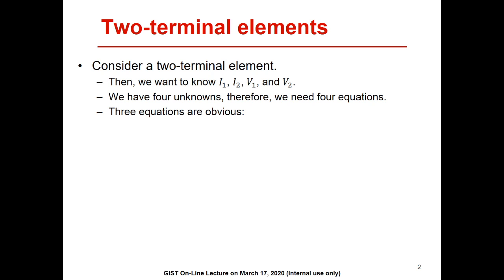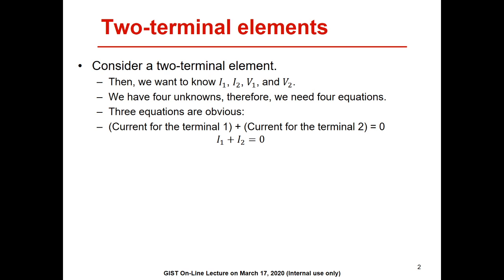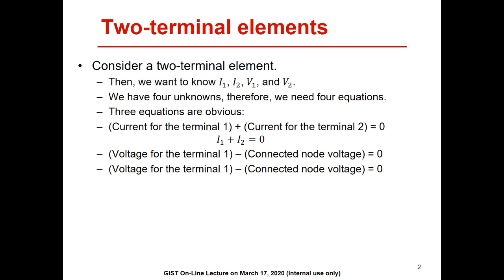Three equations are obvious. Sum of two terminal currents, I1 and I2, should be 0. A terminal voltage is equal to that of a connected node. Now we have identified three equations. One remaining equation is element specific.